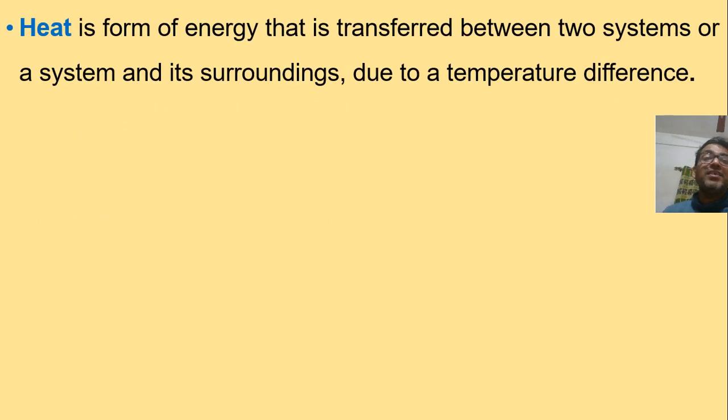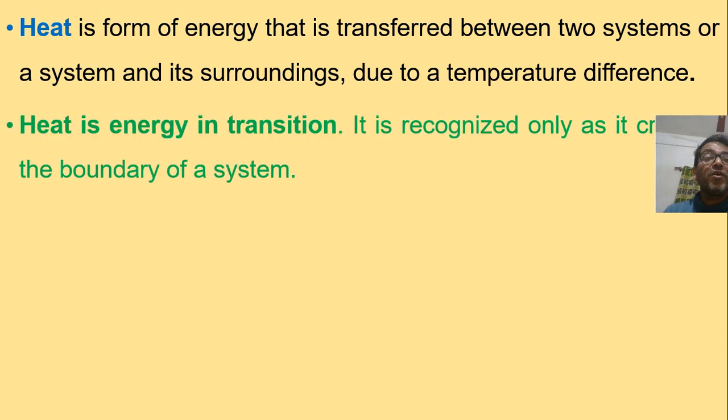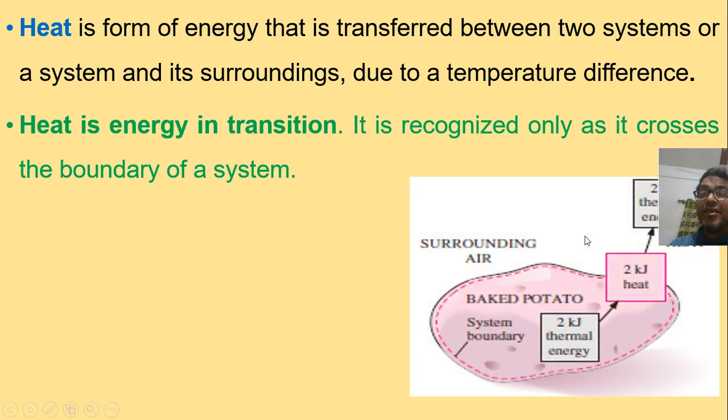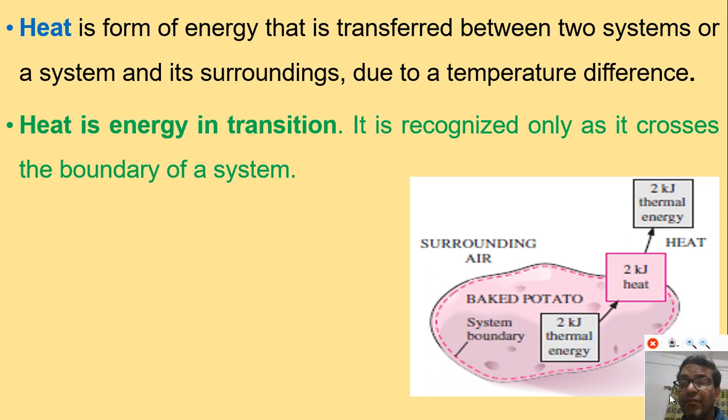Now, what is heat? Heat is a form of energy that is transferred between two systems, or a system and its surroundings, due to temperature difference, right? So heat is basically the energy in transition, and the temperature is the effect that we know, right? It crosses the boundary of a system, and then only. Now here I am giving one example of what the surrounding is, and using this you can easily understand.